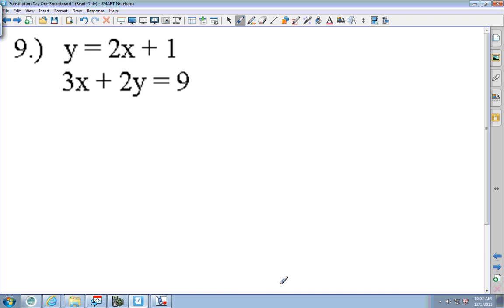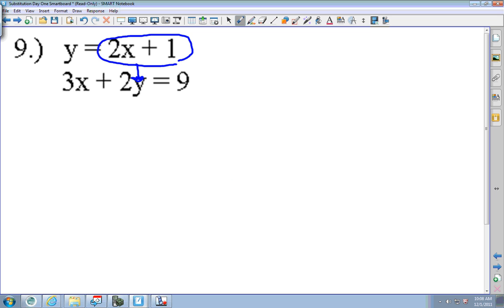Number 9. Write down this problem. Circle what x or y equals, and let's try and substitute this in. Y equals 2x plus 1, so I'm going to circle 2x plus 1. That's what y equals, so I'm putting it in here for y.